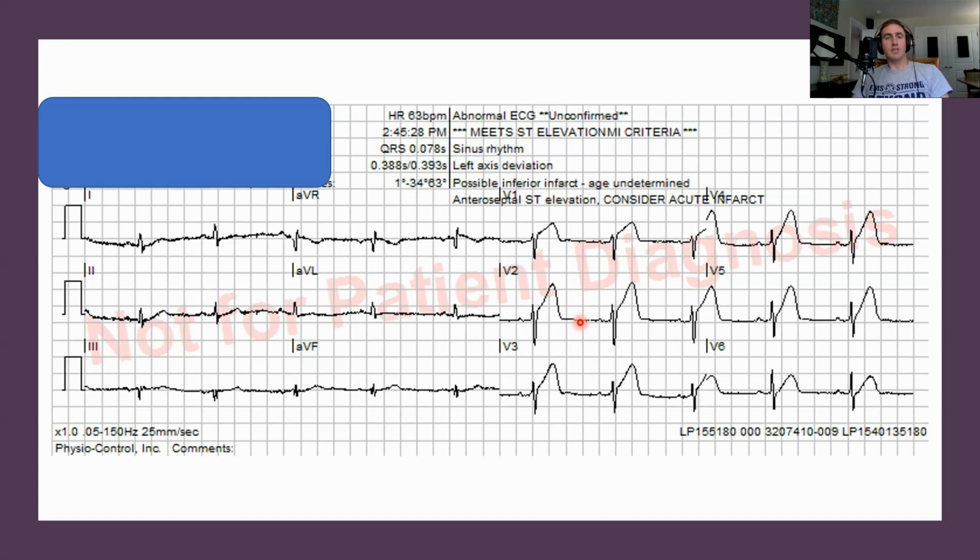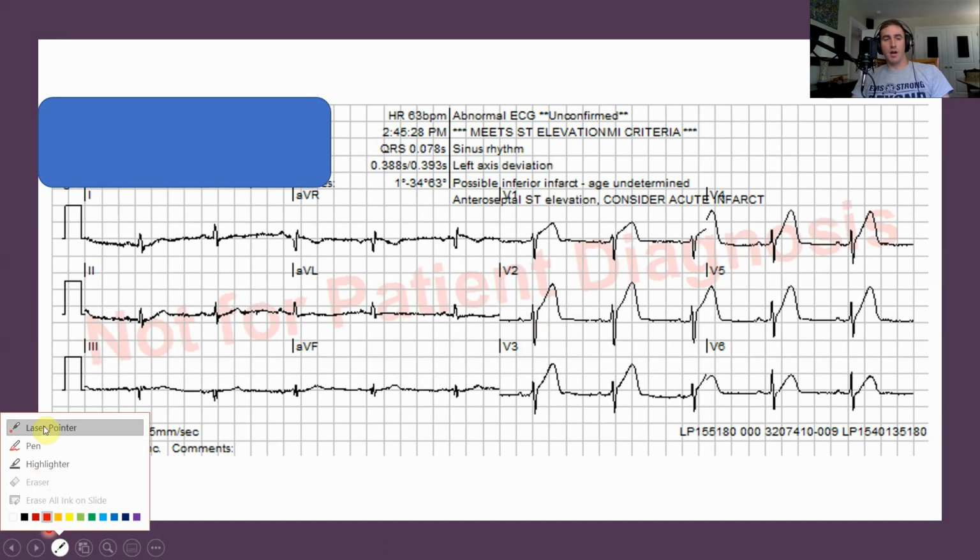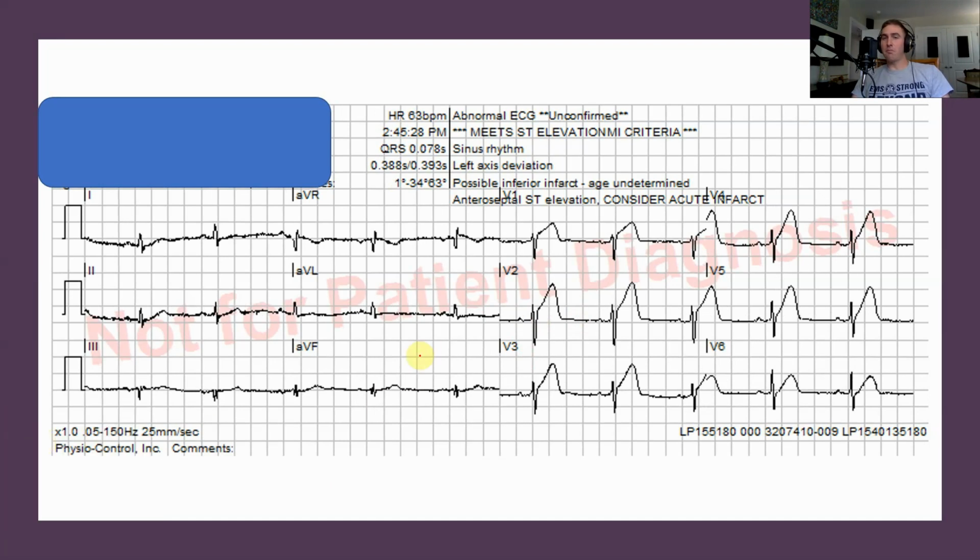Another interesting case. This was documented as a possible STEMI, but there's nothing possible about it. Look how massive these T waves are. They're broad and they're tall, and I think they're taller than the QRS complex right there. But I also want to point out, look at this ST segment here. You see how straight that is?